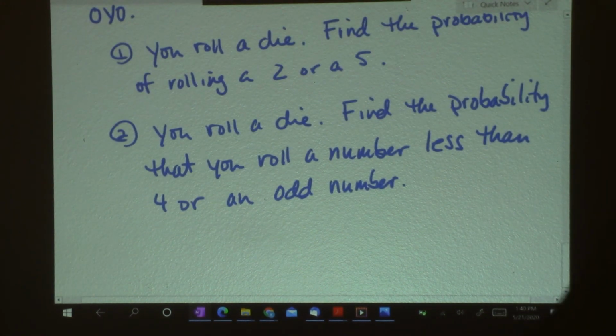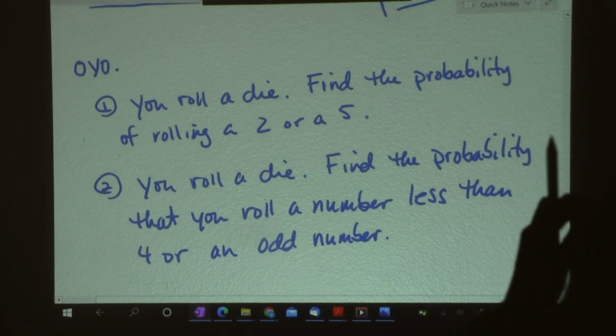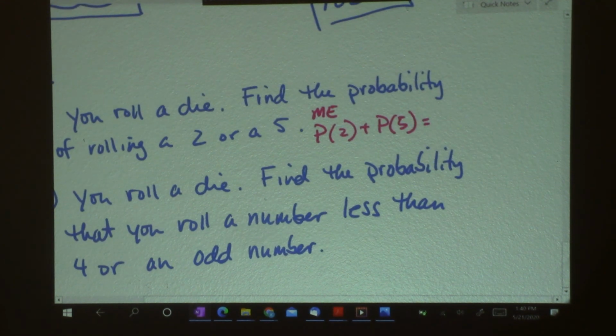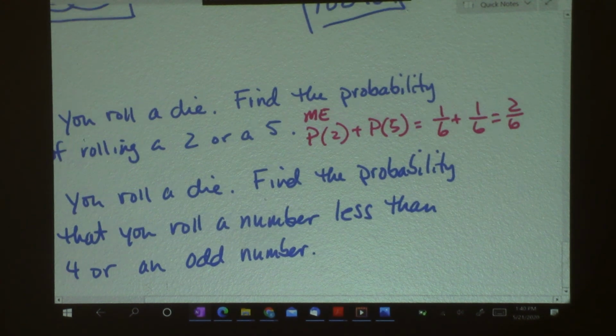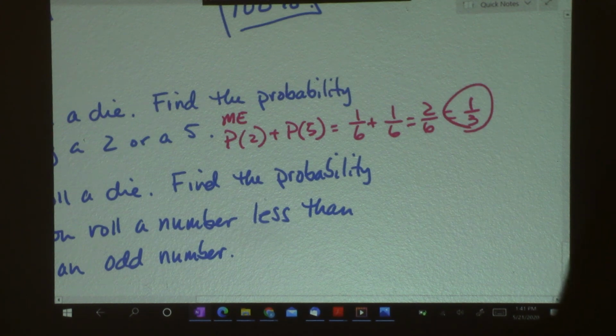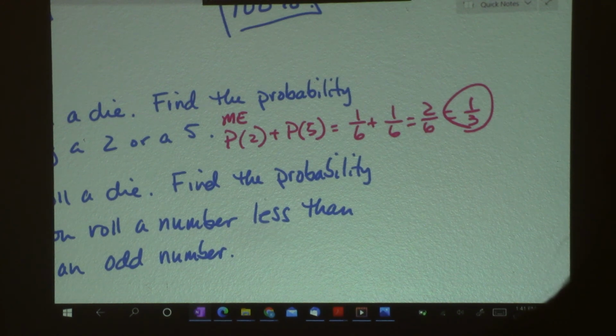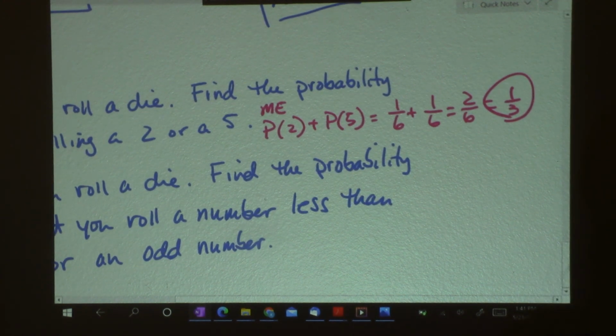So what's the probability of, are these mutually exclusive or overlapping? Well, it's mutually exclusive because it's a 2 or a 5. They don't have any result in common. So the probability of rolling a 2, I'm going to add to the probability of rolling a 5, which is 1 out of 6 plus 1 out of 6, which is 2/6, and that's 1/3. Okay? So I have a 1/3 probability of rolling a 2 or a 5. All right? So that's one event, but 2 possible results, right?